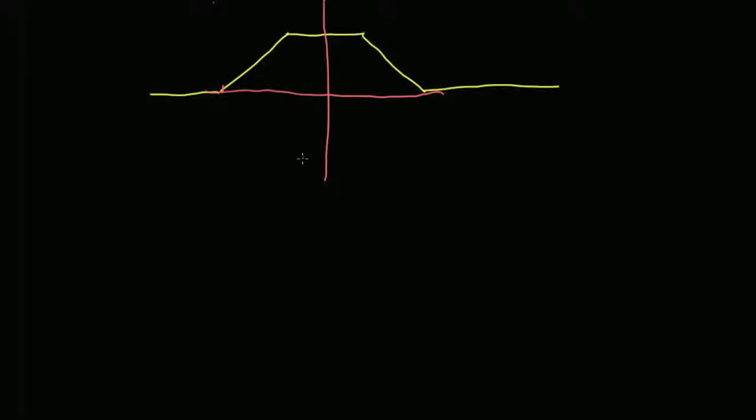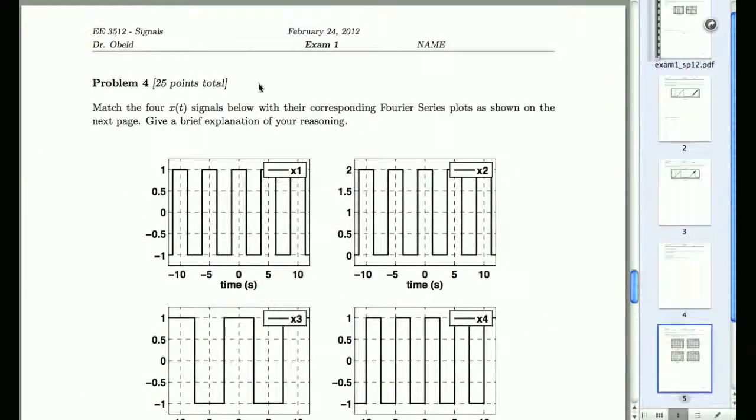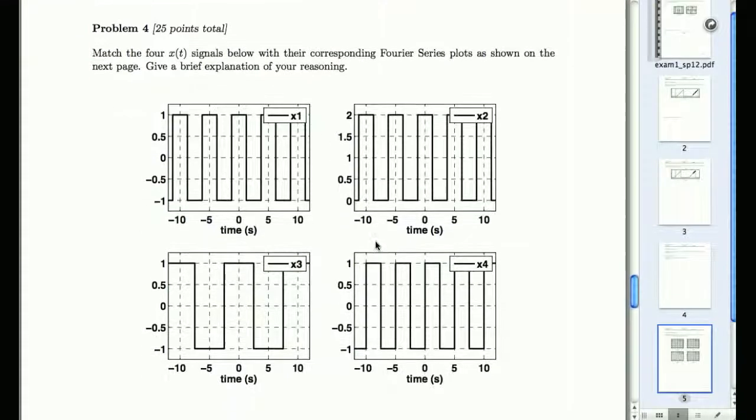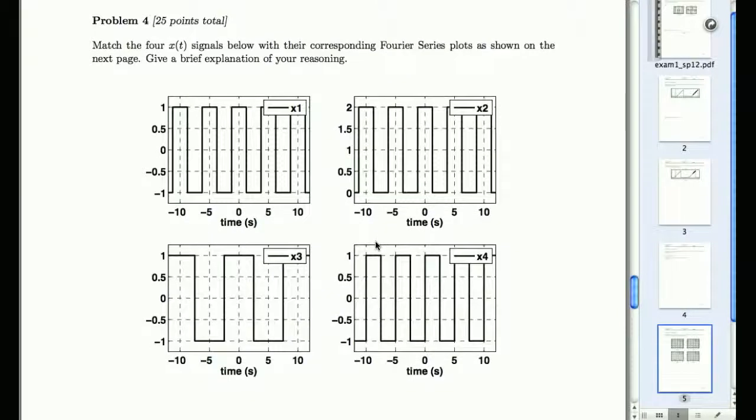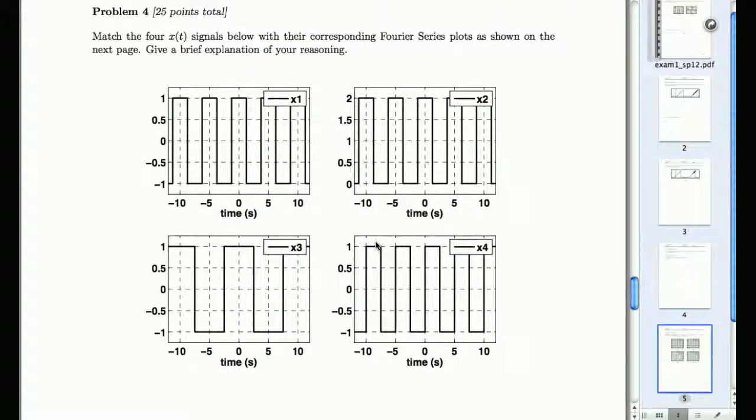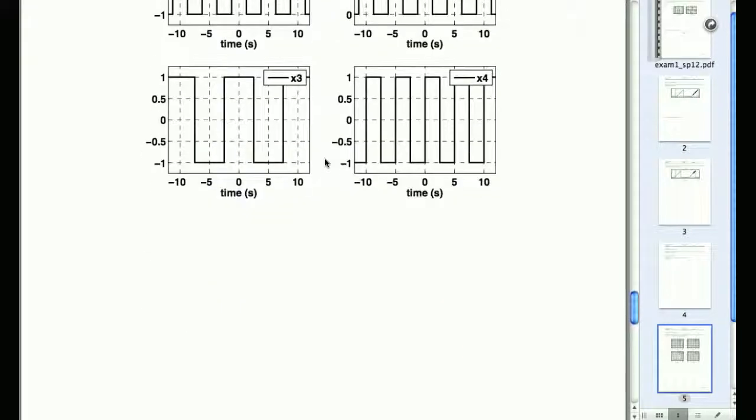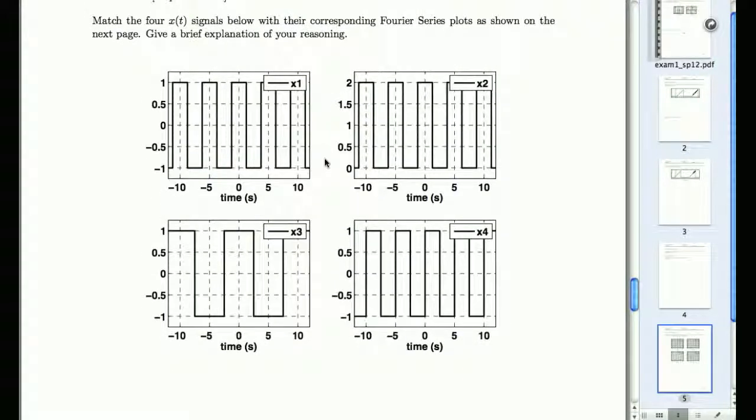Can we do the 2012 problem 4, please? Spring 2012 problem 4, where you have to match the signals to their Fourier transforms? That's a nasty problem. Actually, it's a really good problem. I like that. So I've given you 4 square waves in time, and I'm asking you to match them to 4 frequency plots.